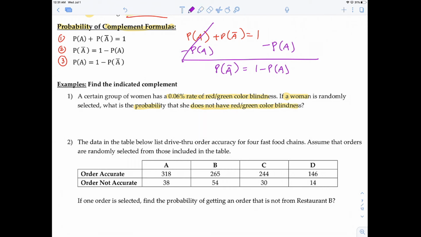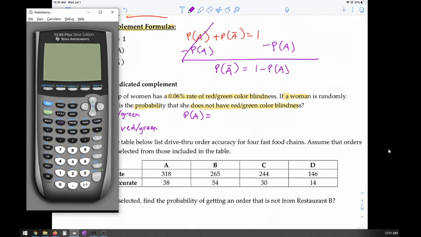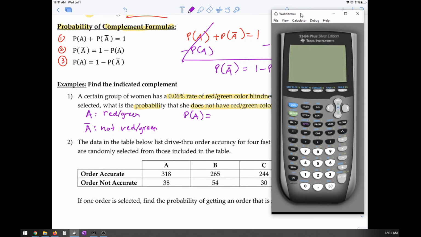So if we call event A having red-green color blindness, then A complement would be not having red-green color blindness. We know that the probability of A is equal to 0.06%. Now we have to change that. We want to work in terms of decimals, so we have to change that percent into a decimal, and we can do that by dividing by 100, right? 0.0, try it again.